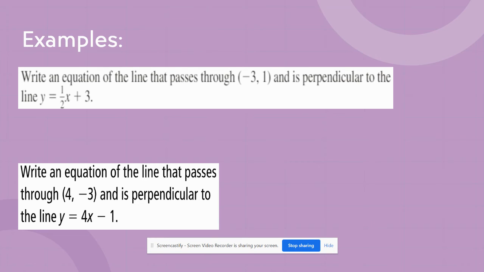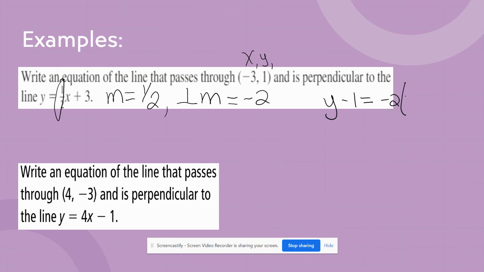So write an equation of the line that passes through -3, 1 and is perpendicular to y equals 1/2 x plus 3. So again, they're giving us slope-intercept form, so we know the slope is 1/2. Then the perpendicular slope, the opposite of positive is negative, and the reciprocal or flip of 1/2 is 2. We have an ordered pair here, x1, y1, so we can plug that into point slope form. y minus 1 is equal to -2 times x minus -3.